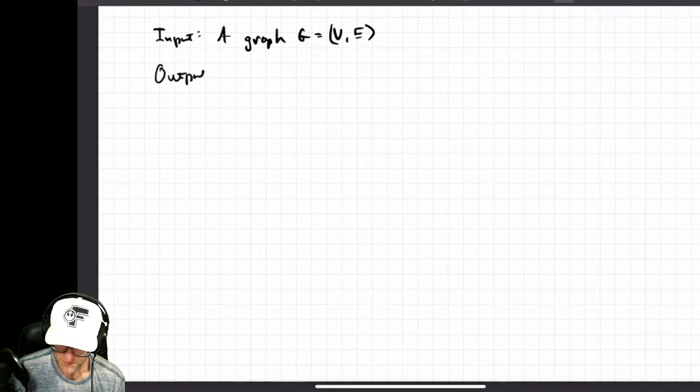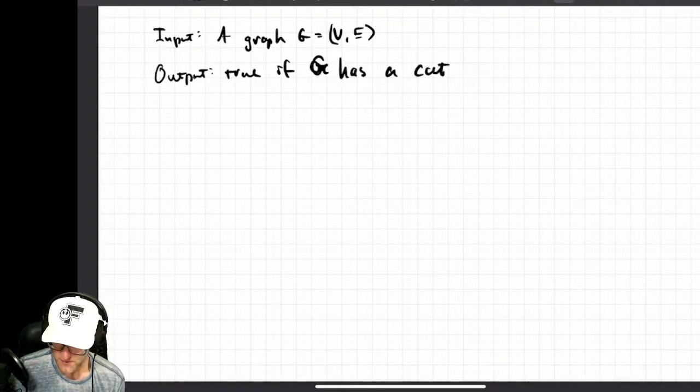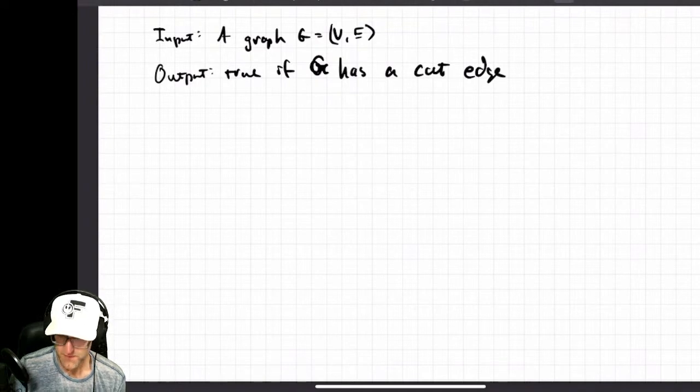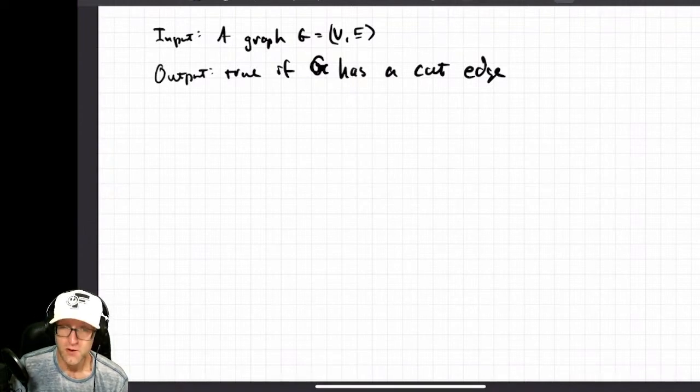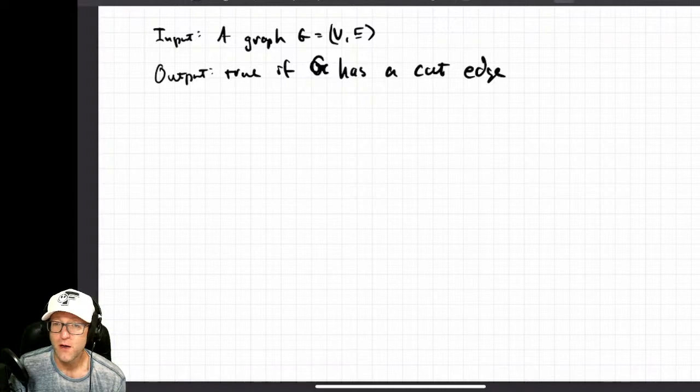Output true if G has a cut edge. In fact, we could also output a cut edge if there is one. There might be more than one if we want to. Otherwise, I'm just going to go true here or false, because that's the only thing that it asks for. False, otherwise.